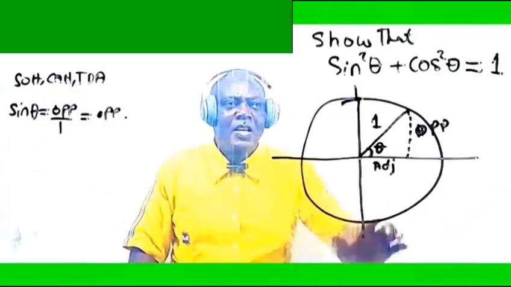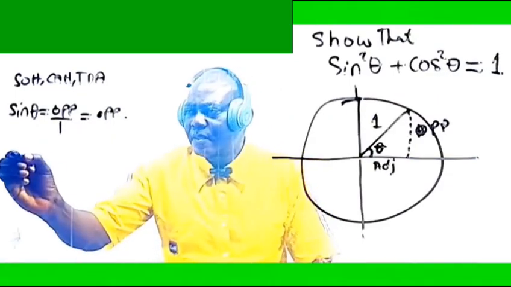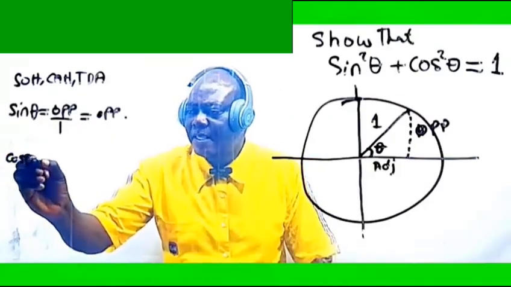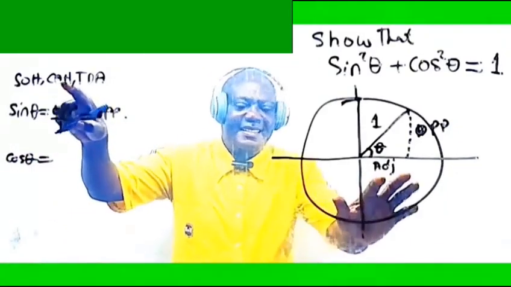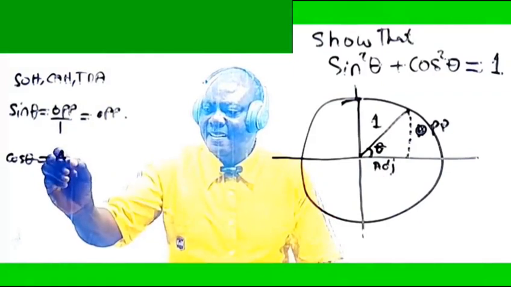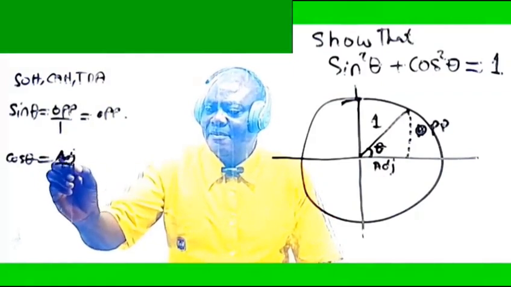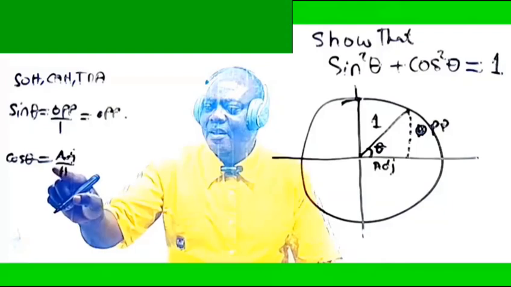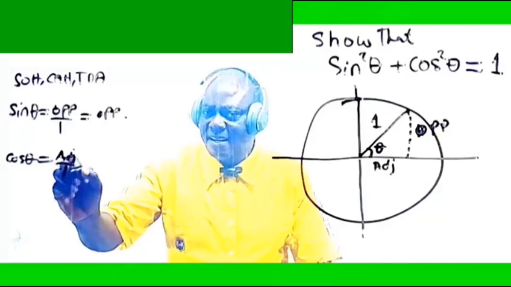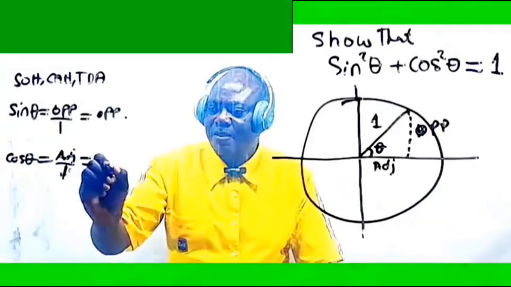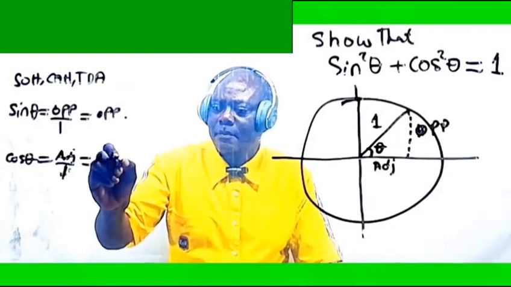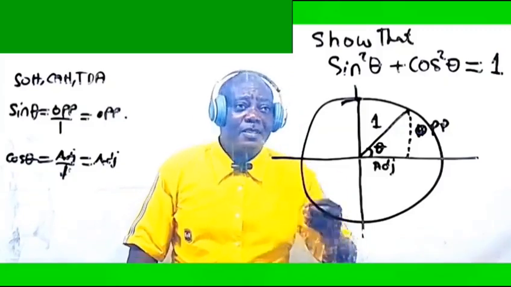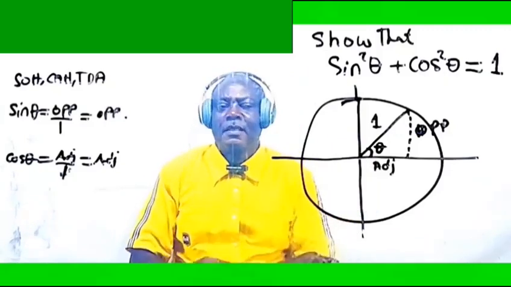Similarly, cos theta, that is CA, adjacent over hypotenuse, which is 1, and everything is equals to adjacent. So our cos here is adjacent.